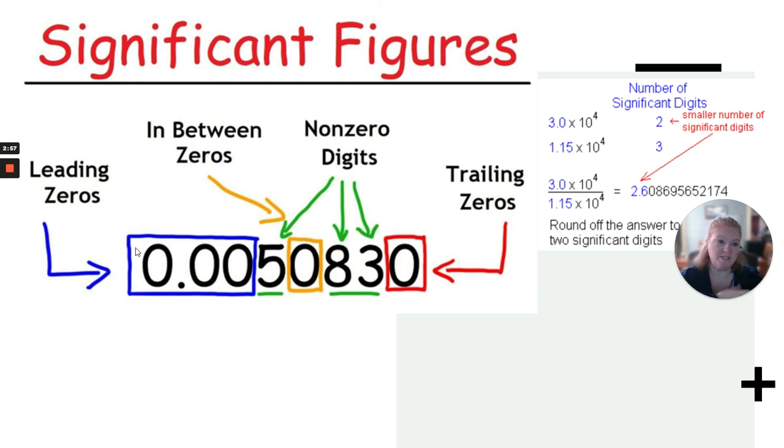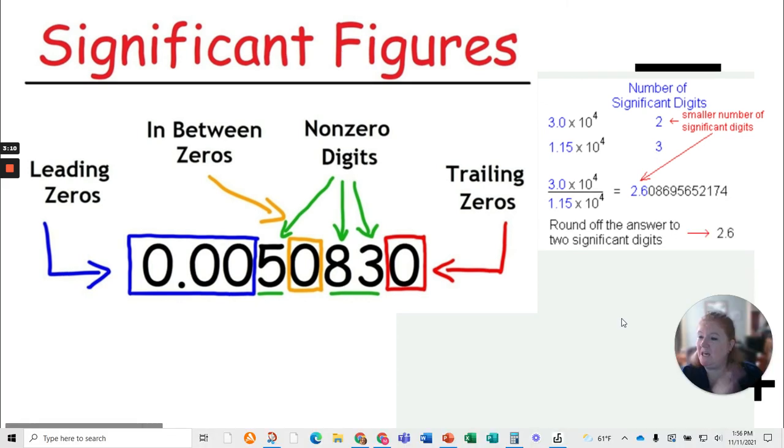When you multiply and divide with numbers, we need to have the lowest number of significant digits in our answer. Okay, so that's something that's super important to know because we're doing lots of calculations. All right, that's significant figures.